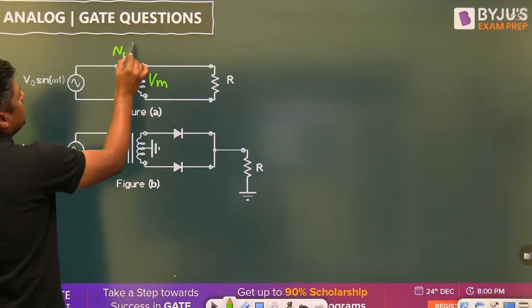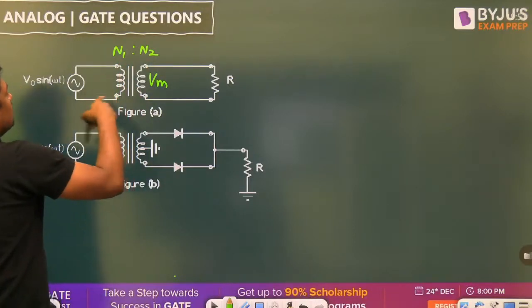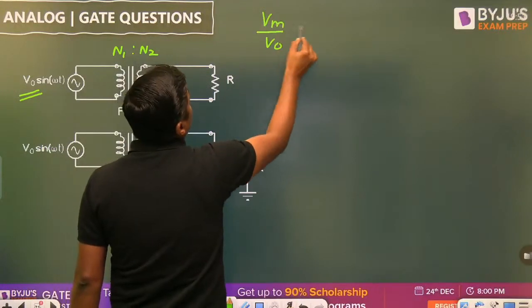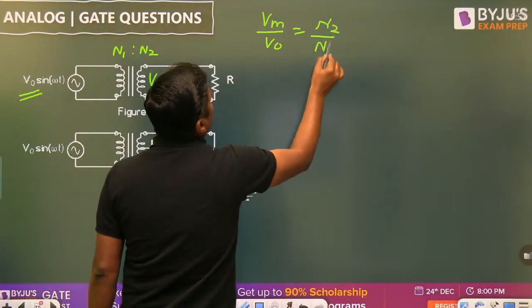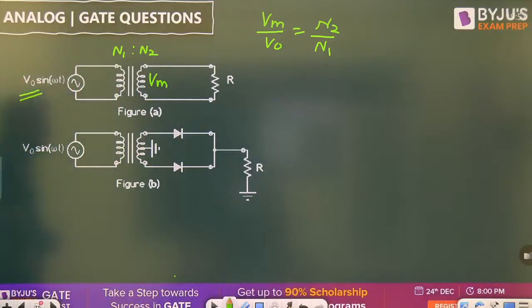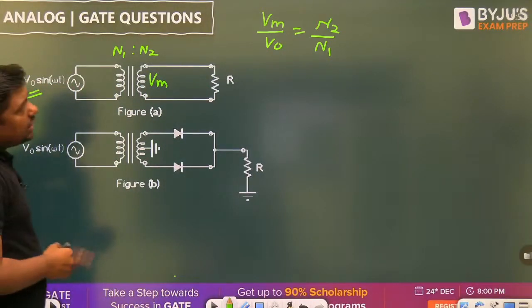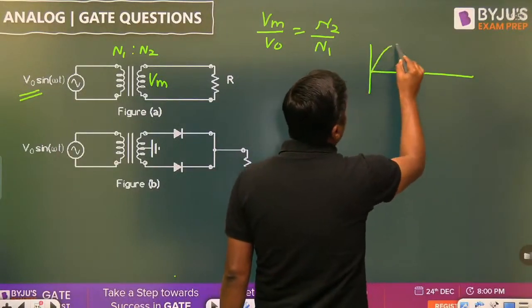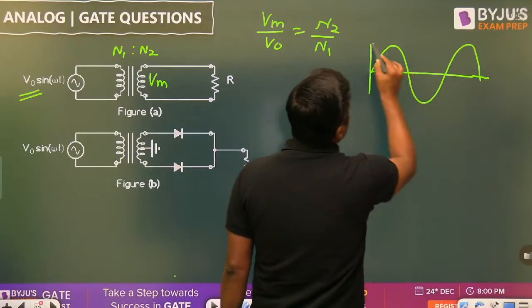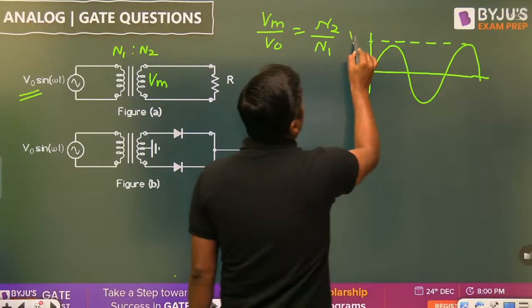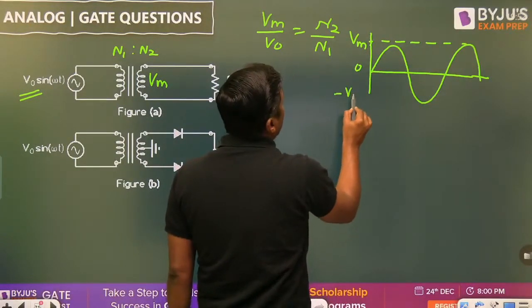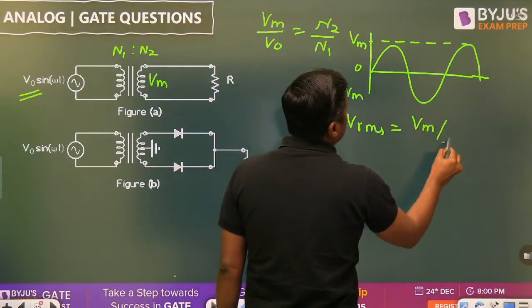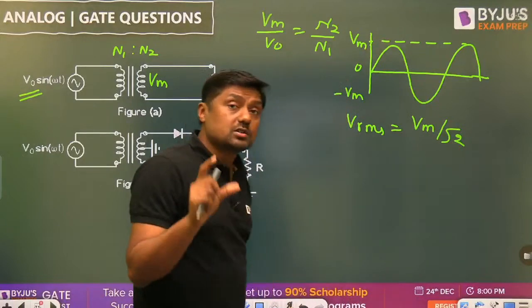Let the turn ratio be N1 is to N2. So what is the input? V0. So Vm by V0 is equal to N2 by N1. Now we are getting the output. Again we have a sinusoidal signal. Let the peak value be Vm, from 0 to minus Vm. So what is the RMS value? Vm by root 2. This is the RMS value from the first circuit.